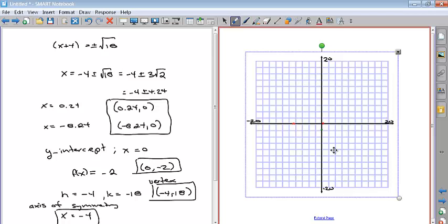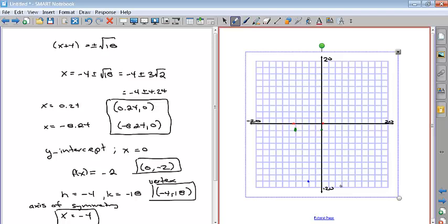The vertex is negative 4, negative 18. So that goes right here. So 2, 4, and then you go to 20, back 2. So that's the vertex. Now one other thing you have is this green point is going to be right there. So that's the y-intercept, but because of symmetry, you actually have that point.